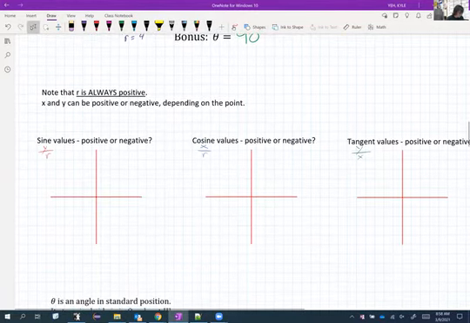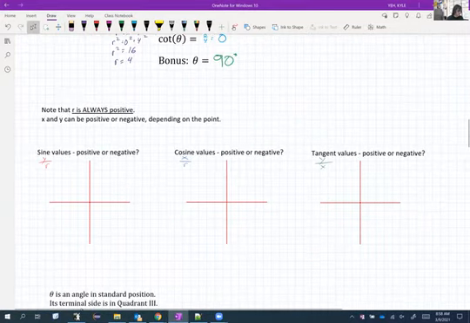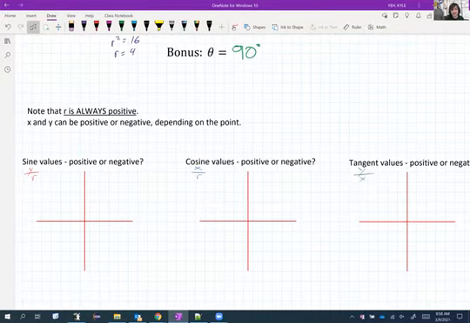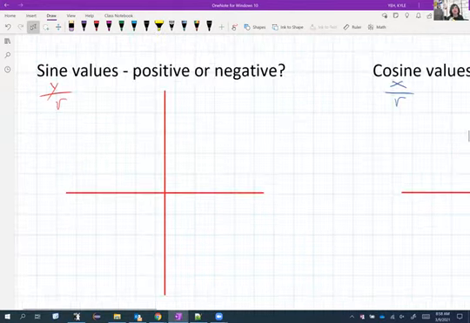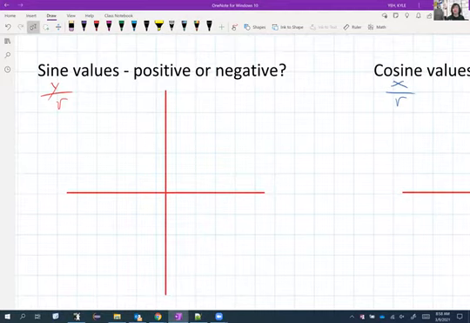So a couple more thoughts, just building on this idea. r is a distance. r is always positive. So x and y, though, as we know in the coordinate plane, can be positive or negative. So I like to just run through and think about where my sine values are going to be positive. I know that sine is y over r, and if r is always positive, then I'm always going to have something divided by a positive number.